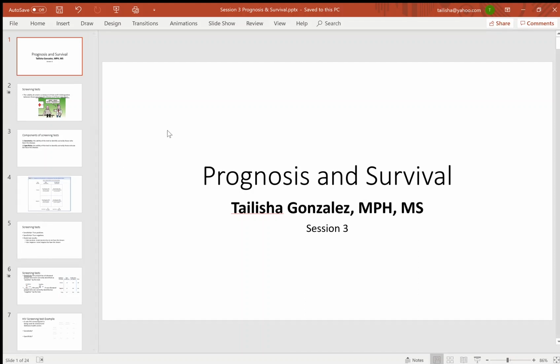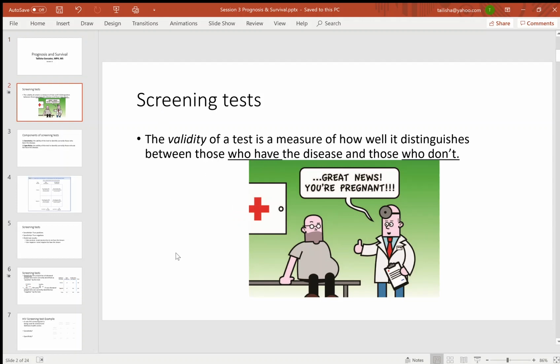Hi everyone. So this week we'll be talking about prognosis and survival. So when somebody asks, well, what's the prognosis, doctor? They basically want to know, it's code word for how long do I have to live, or what is the treatment? Diagnosis is where we talk about if a person is positive or negative for the disease.